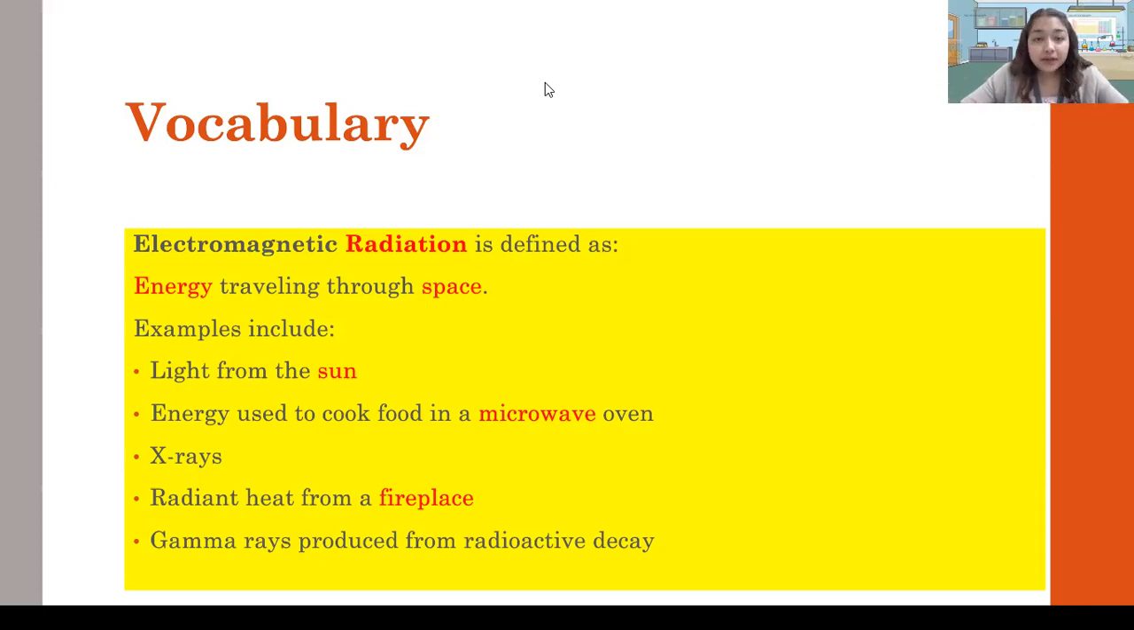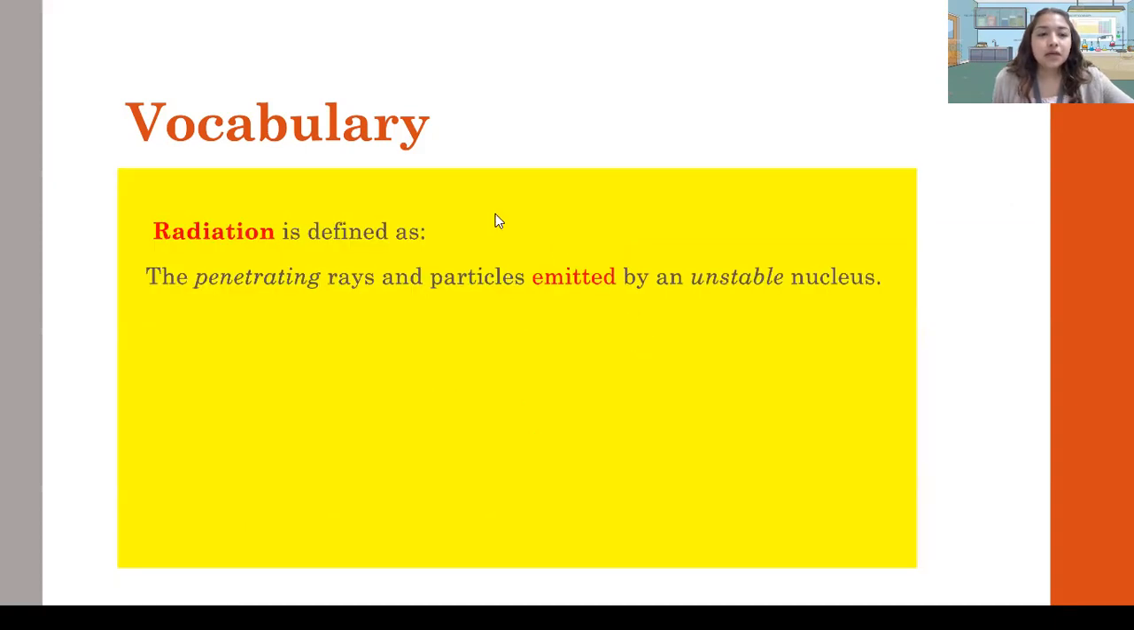Heat from a fireplace also has to travel through space to reach you, right? To get the heat from the fireplace, you don't have to insert yourself directly into the fire. The heat travels through space to reach your hands or to reach your body to warm you up. And then, of course, the gamma rays produced from radioactive decay. So you can go ahead and pause if you need time to fill in the words that are in red.